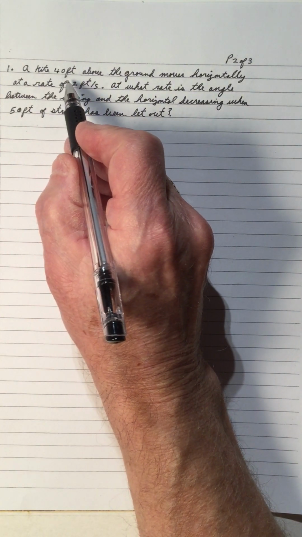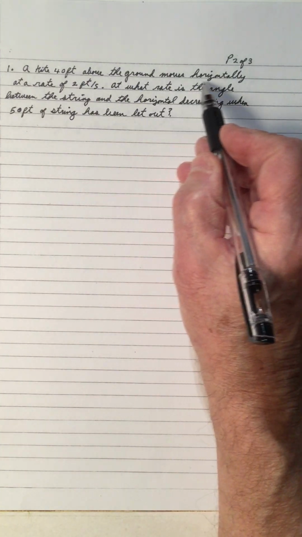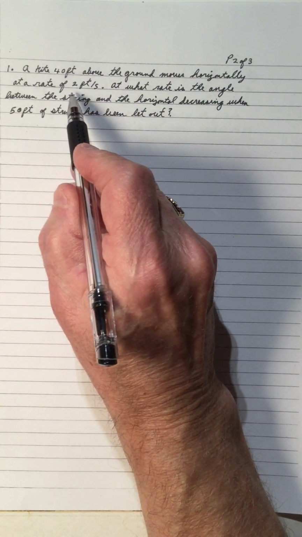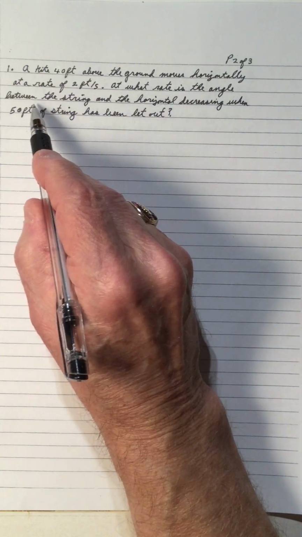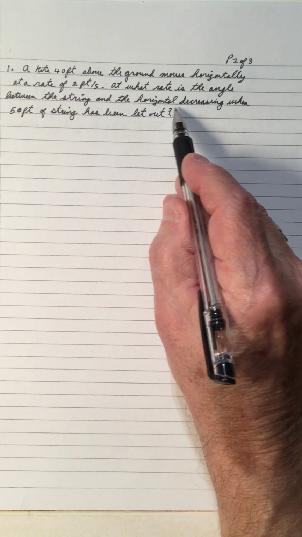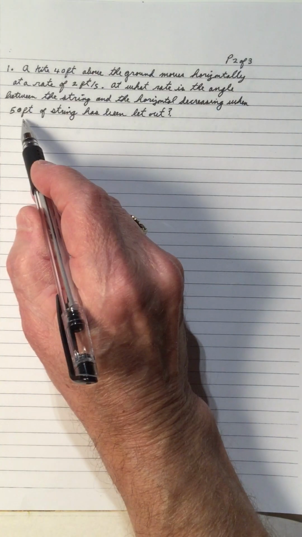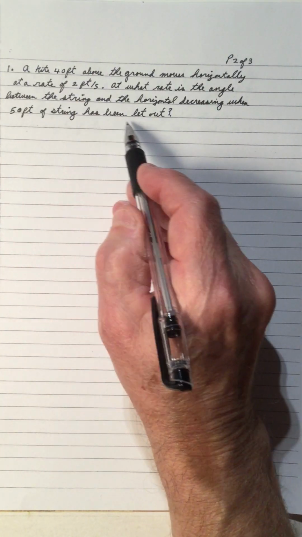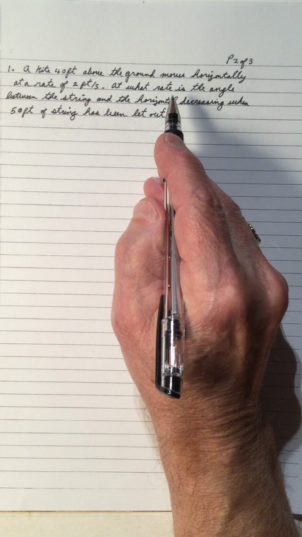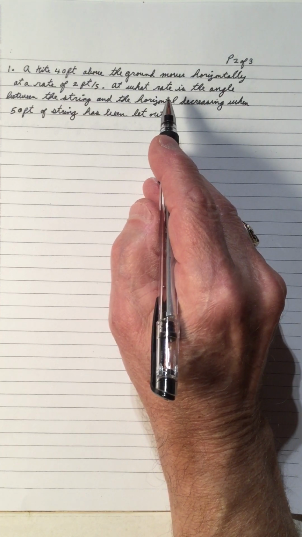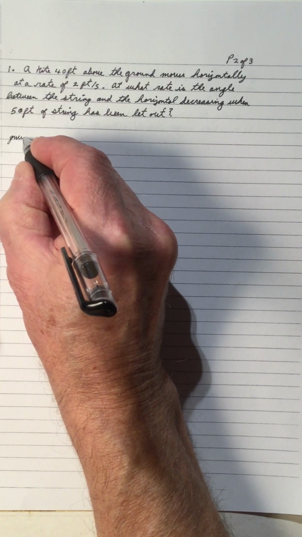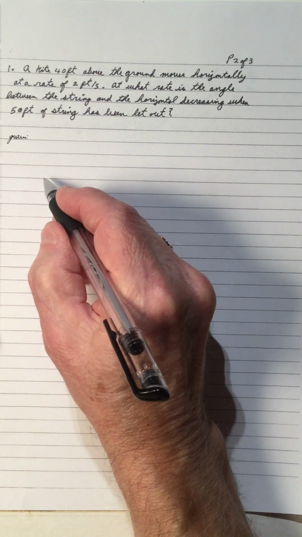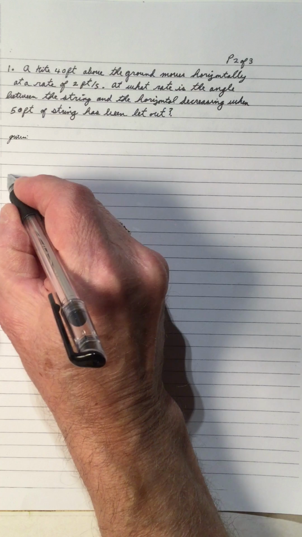A kite 40 meters above the ground moves horizontally at a rate of 2 feet per second. At what rate is the angle between the string and the horizontal decreasing when 50 feet of string has been let out? So we have a kite that's flying in the air, but let's write down the givens and what we're going to find first, and then we'll draw our diagram.